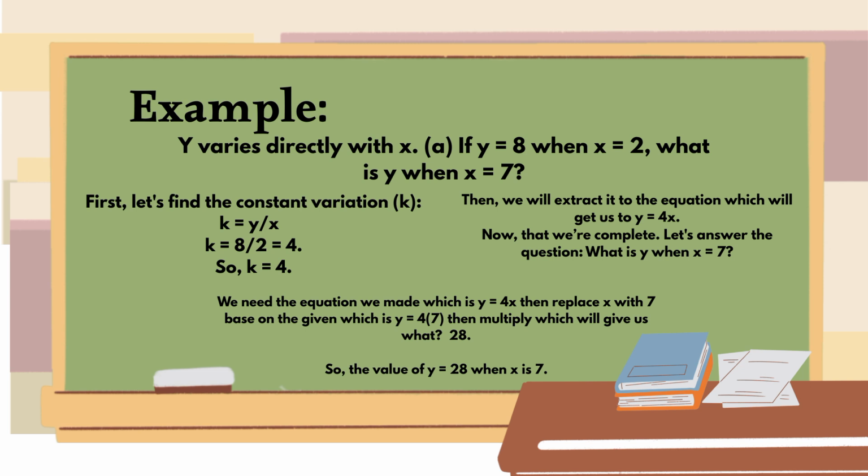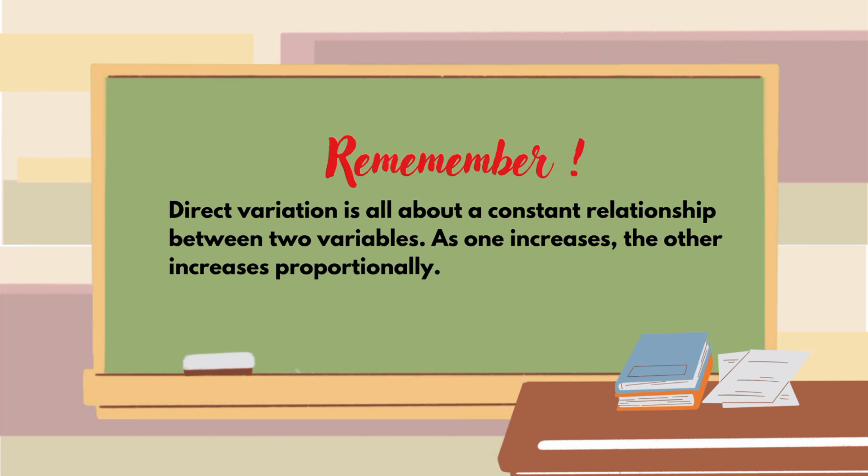Now let's find y when x equals 7. First, substitute x, which is 7. After that, multiply 4 and 7, and you will get 28. That's the y when x is 7. Remember, direct variation is all about a constant relationship between two variables. As one increases, the other also increases proportionally.